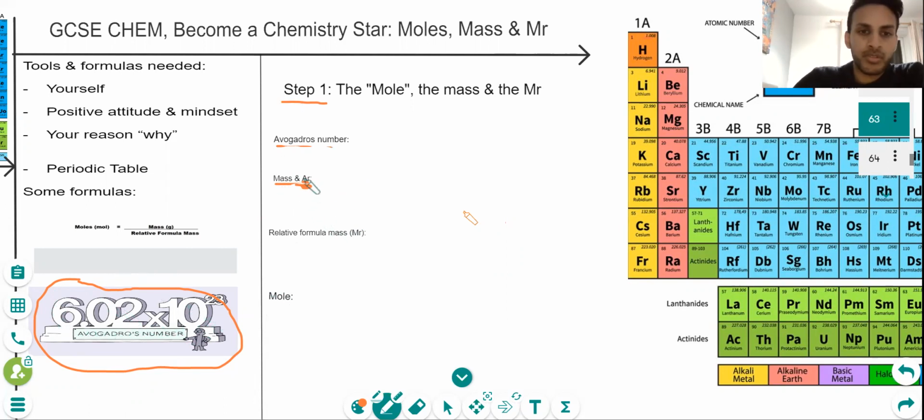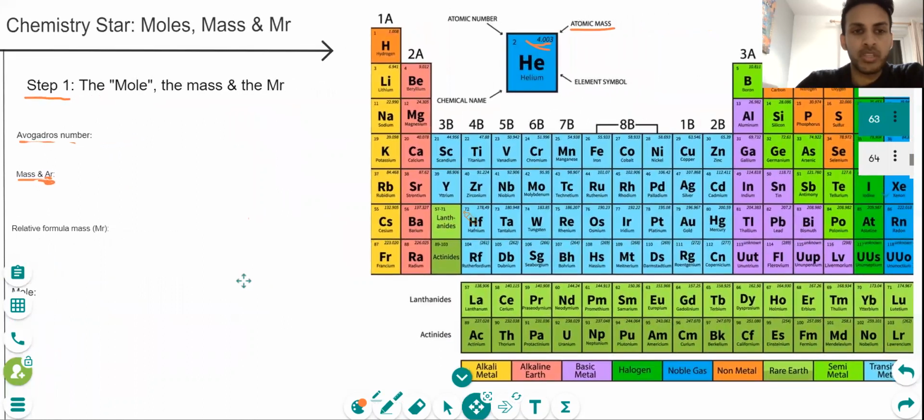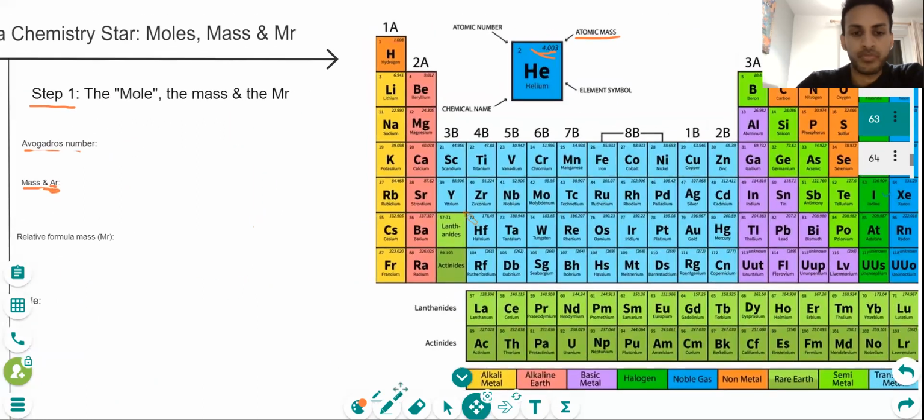Okay, so now let's talk about mass and Ar. What's Ar? It is the relative atomic mass. In chemistry, we tend to use grams when we calculate the mass of something, also known as the weight of something.